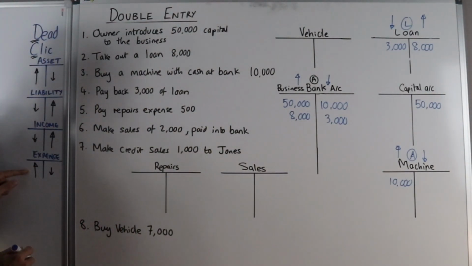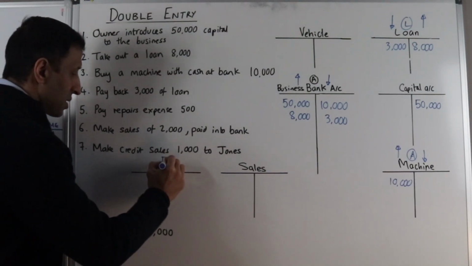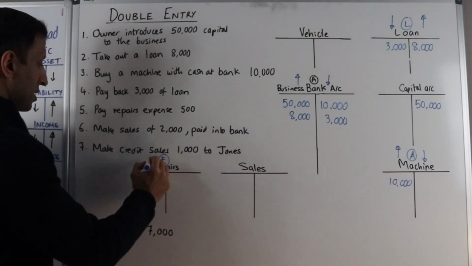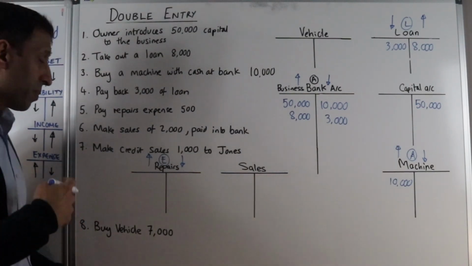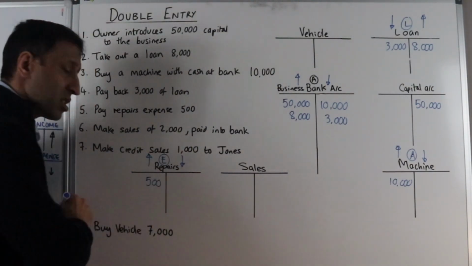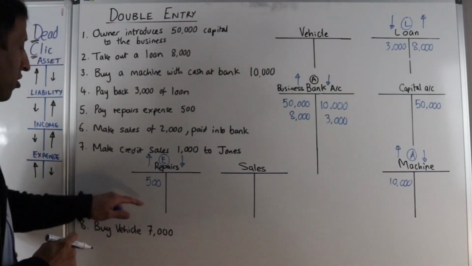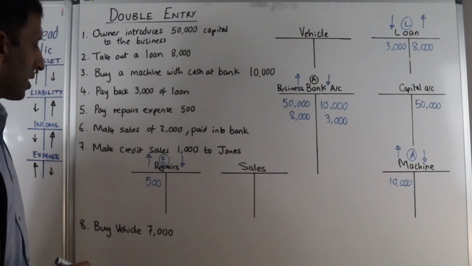Expenses work like this, so they increase on the left. Now I've got an account for repairs, which is an expense account. And expenses work like this. They increase on the left, decrease on the right. Now, since we're being billed for repairs and we're paying it, it's cost us some money, it's cost us value. So I'm going to increase my expense. I put a figure on the debit side.